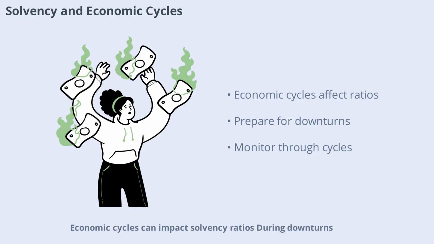Economic cycles can impact solvency ratios. During downturns, companies may see declining earnings and rising debt levels, which can weaken solvency. Conversely, strong economic conditions often lead to improved ratios. Monitoring solvency through different cycles helps companies prepare for changing environments.